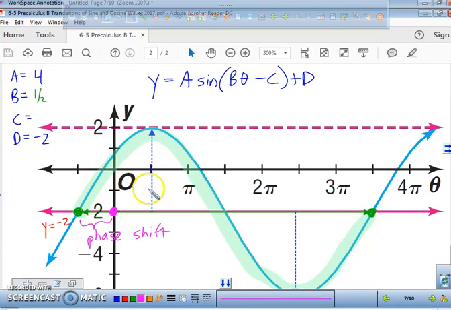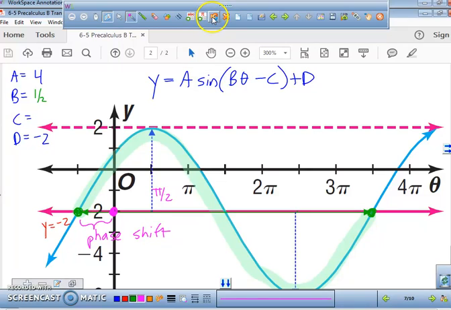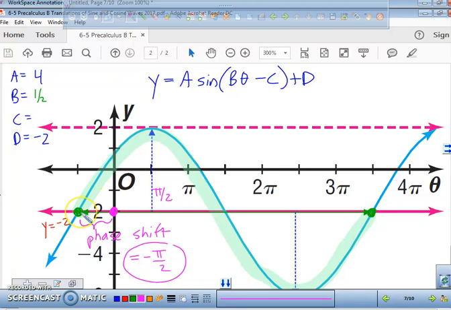What's one tick mark? One tick mark is between a 0 and a pi. One tick mark is half of a pi. But I didn't go a positive half a pi. It didn't start right here, did it? It started to the left. So what is our phase shift going to equal? Negative half of pi. That's our phase shift. It went from here to a little bit over.